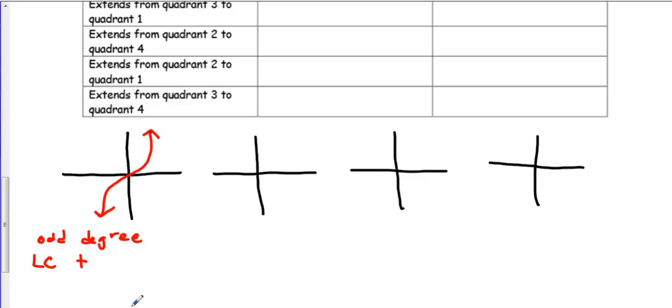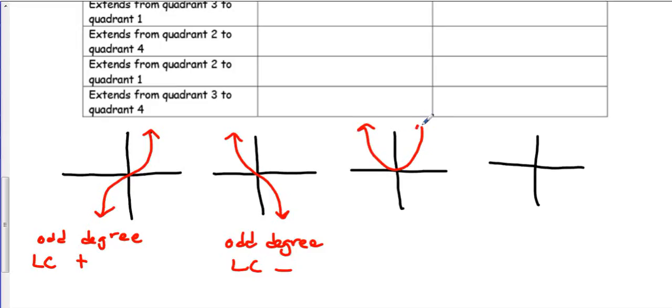Okay, we know that if I graphed y equals x cubed, it's going to look like that, which means my leading coefficient was positive. If I graphed y equals negative x cubed, that's going to be a reflection in the x-axis, which is going to give me that graph. And so I know that that is an odd degree with leading coefficient negative. Let's go back to our handy-dandy parabola.